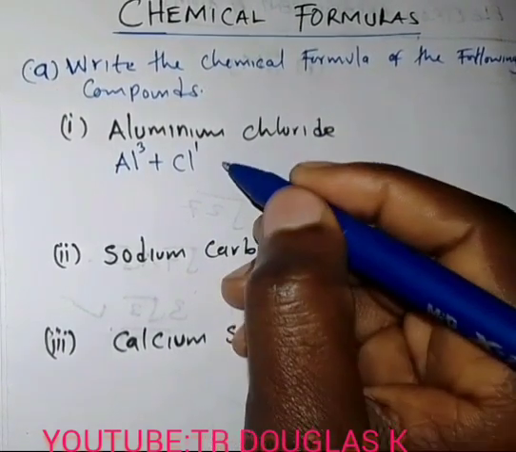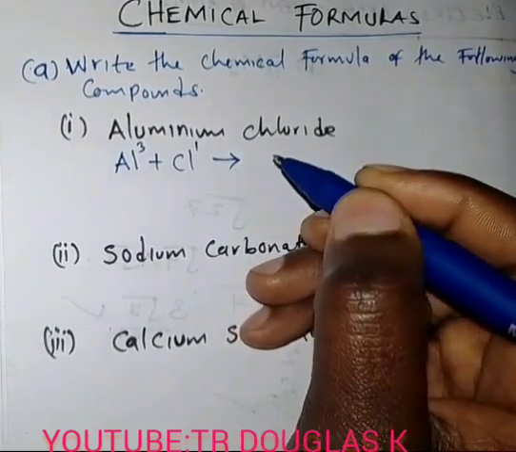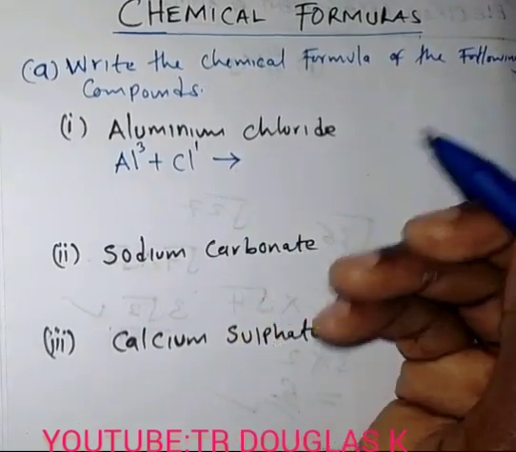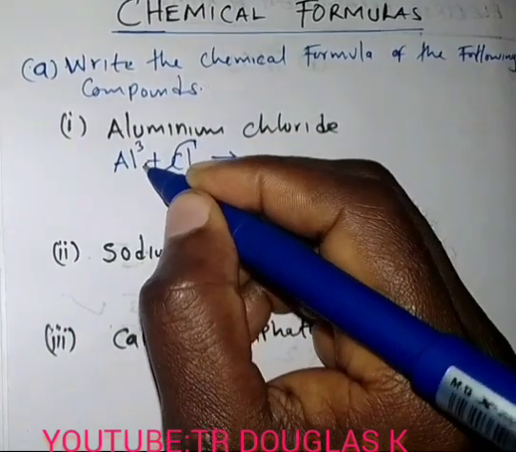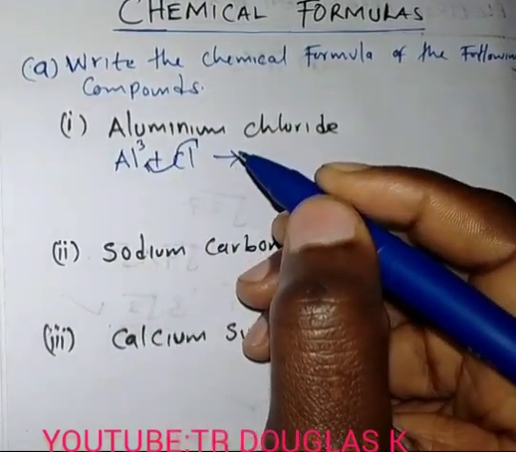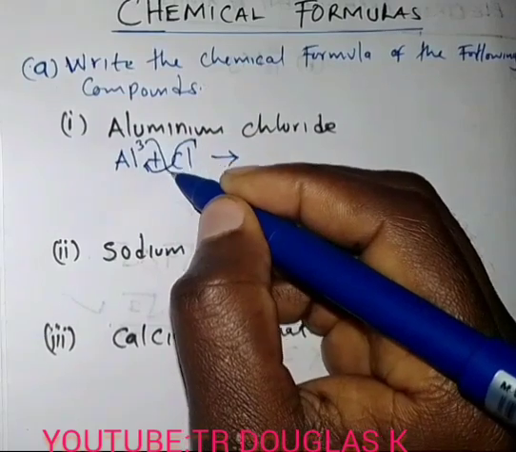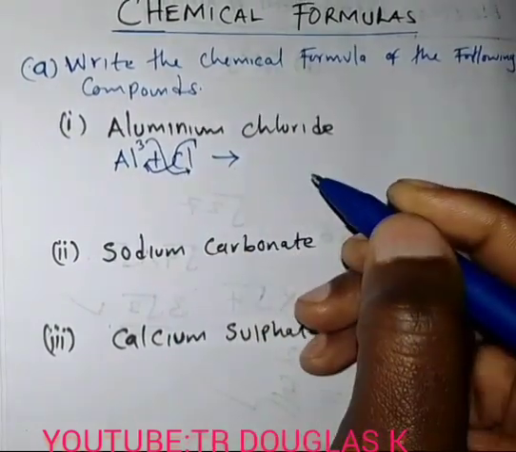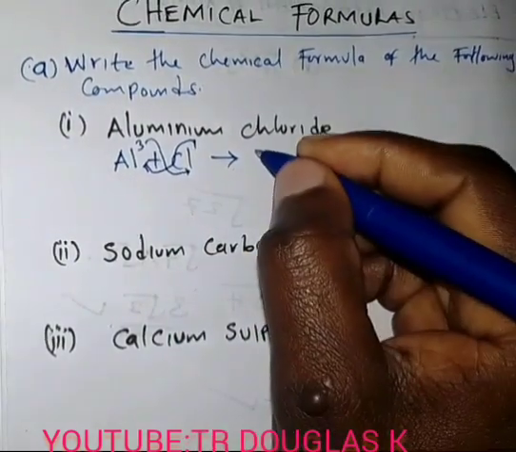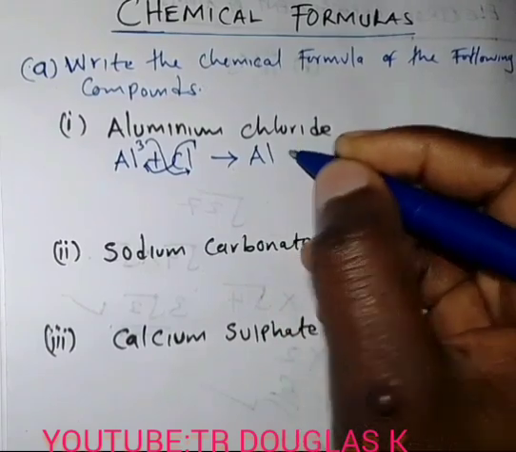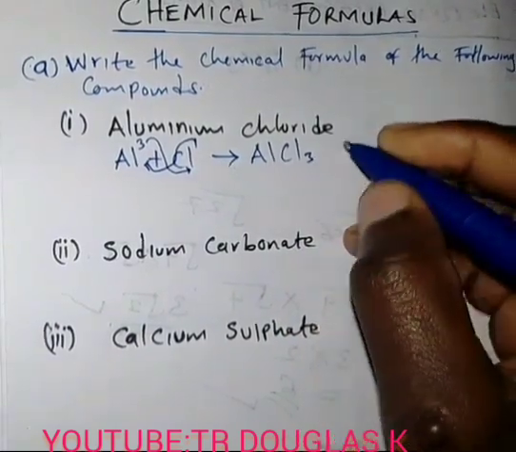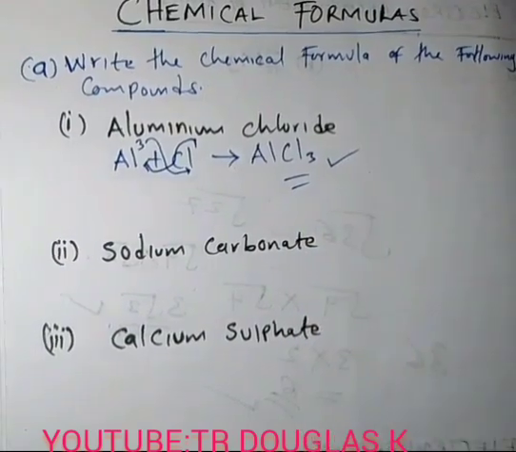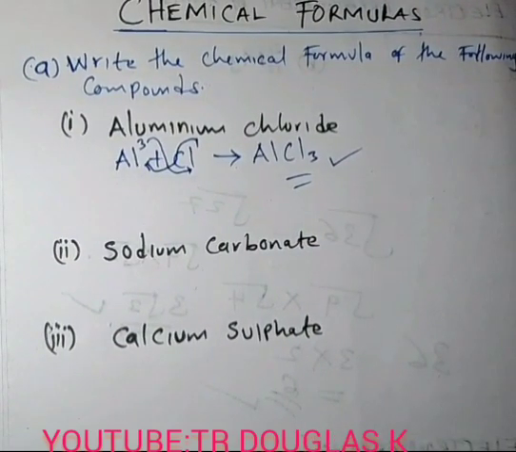So what happens when there is formation of a compound? The elements interchange the valencies. So chlorine will give 1 to aluminium, and aluminium will give 3 to chlorine. So the final compound that will be formed will be AlCl3. And this is now the chemical formula for aluminium chloride.